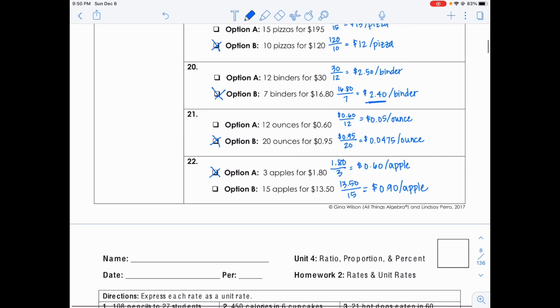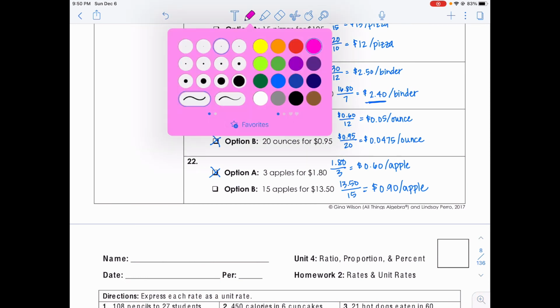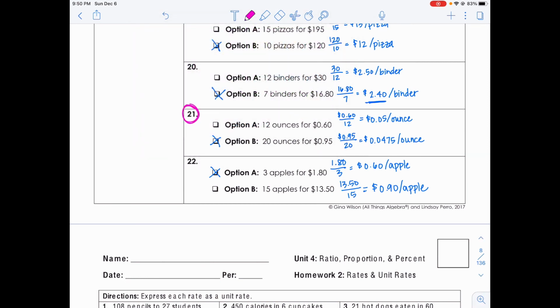Just a quick note on number 21, we've already done it, but you do have some like this in your homework. So make sure, like I said, you're comparing them in their unrounded raw forms before you figure out which one is the better buy. All right.